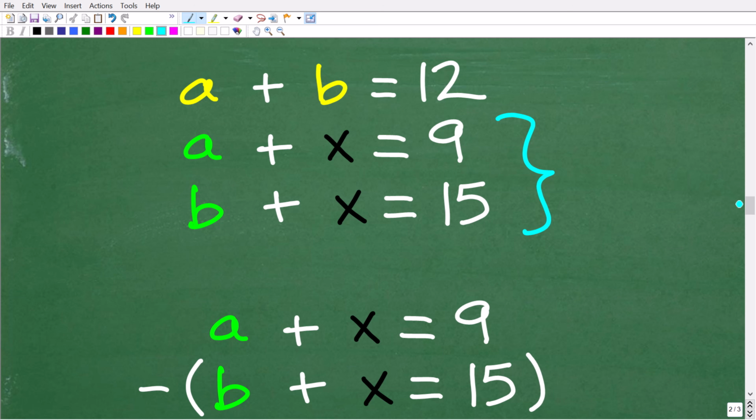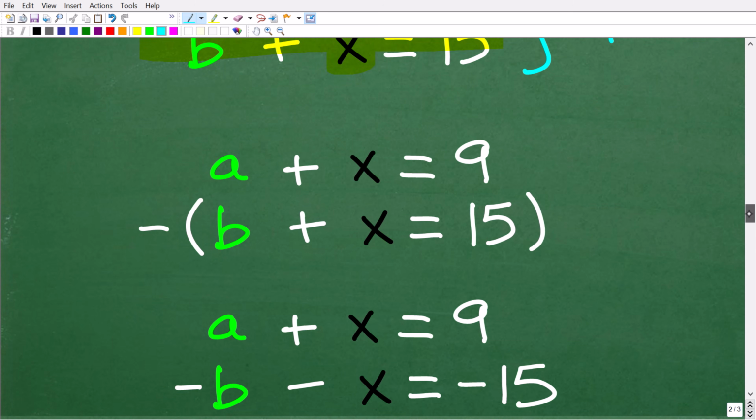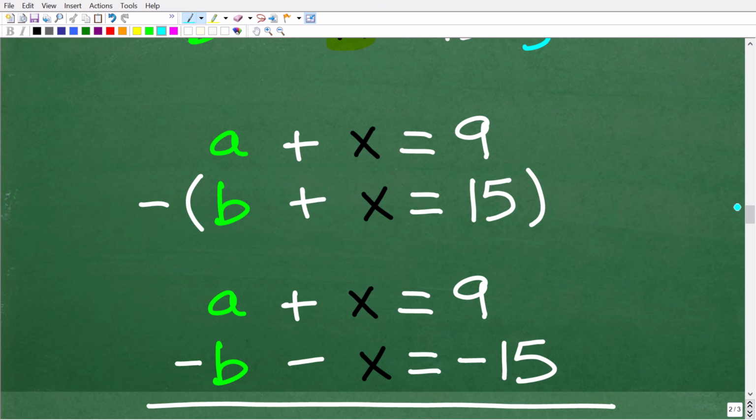Okay, so here are the three equations that we built. And now what we want to do is get rid of these x's right here. So we could do this by simply subtracting this equation from this equation. And this is perfectly allowed in algebra. And the topic that we're talking about here is something called systems of equations. All right, so let's go ahead and do that. And you're going to see that this is going to really help us out.